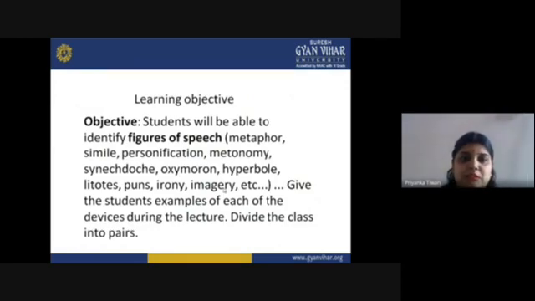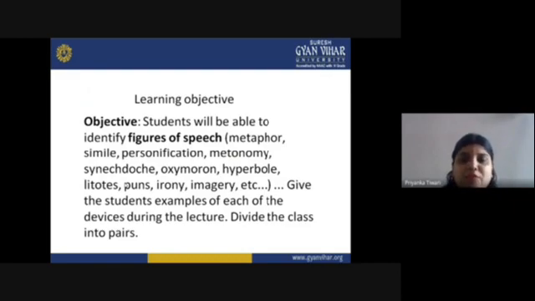The students will be able to identify figures of speech: metaphors, similes, personifications, metonymy, synecdoche, oxymoron, hyperbole, puns, irony, imagery. Give the students an example of each of the devices during the lectures. Divide the class into pairs. Now we are discussing some figures of speech.